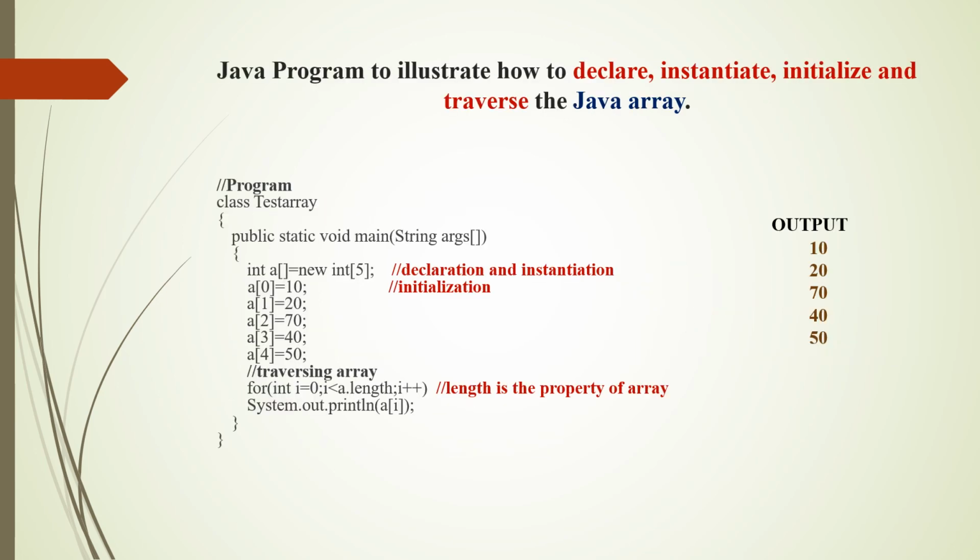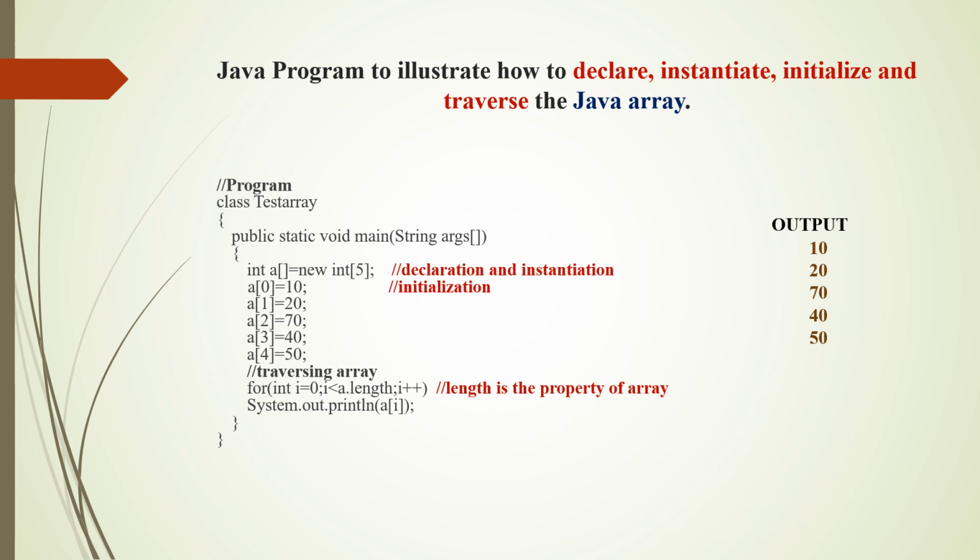Here is an example program for a one-dimensional array. In this program, the class name is TestArray, and inside the main method of the program, we have the array declaration as well as initialization. int a[] is the declaration, then equal to new int[5]. This is the full declaration statement.